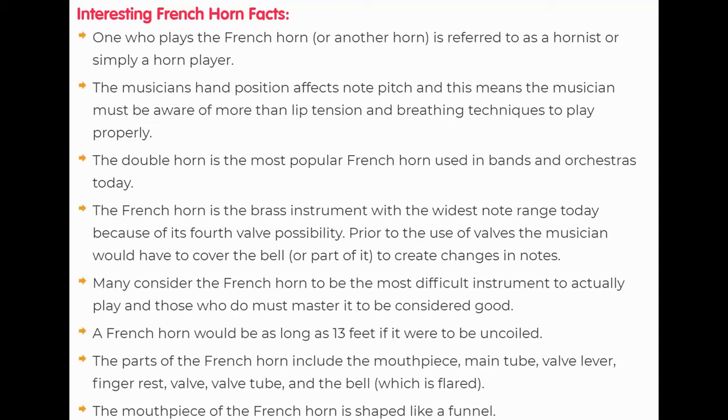Prior to the use of valves, the musicians would have to cover the bell or part of it to create changes in notes. Many consider the French horn to be the most difficult instrument to actually play, and those who do must master it to be considered good. A French horn would be as long as 13 feet if it were to be uncoiled. The parts of the French horn include the mouthpiece, main tube, valve lever, finger rest, valve, valve tube, and the bell, which is flared. The mouthpiece of the French horn is shaped like a funnel.